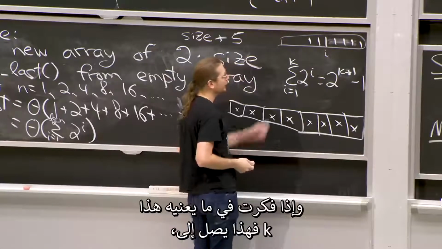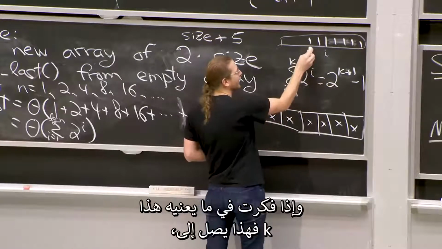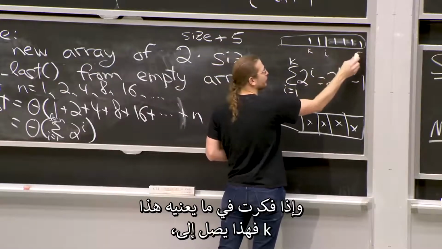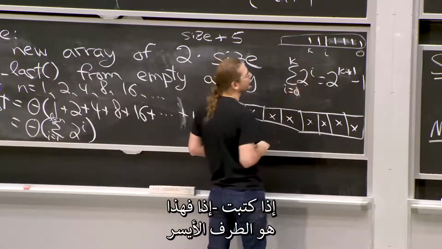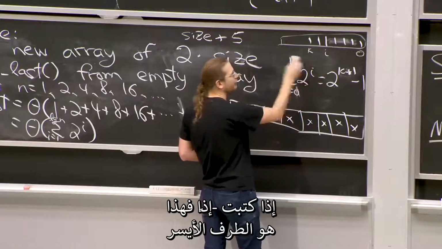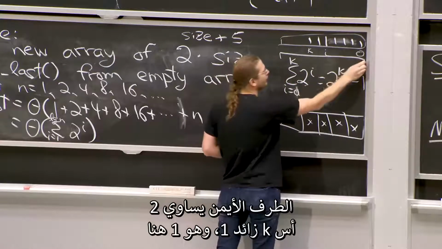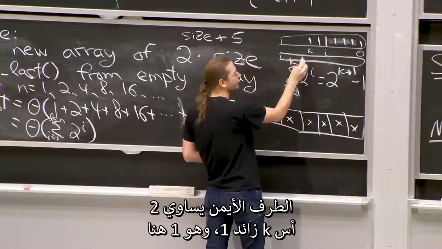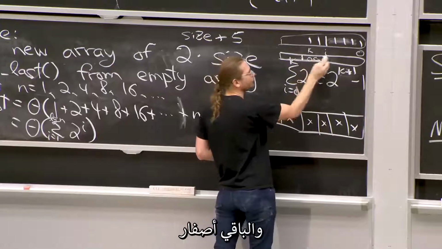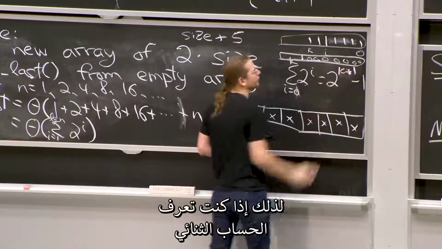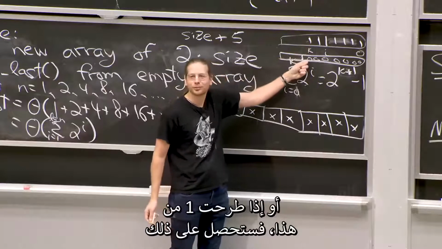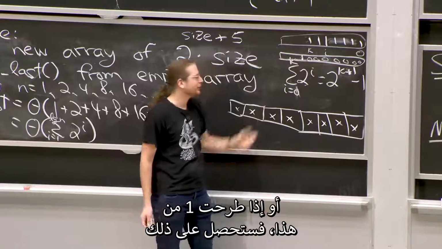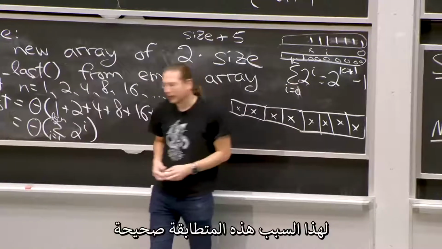Okay? And if you think about what this means, this is up to k from 0. Sorry, I should do 0 to be proper. So that's the left-hand side. The right-hand side is 2 to the k plus 1, which is a 1 here, and the rest zeros. So if you know your binary arithmetic, if you add 1 to this, you get this. Or if you subtract 1 from this, you get this. Okay, this is why this identity holds.